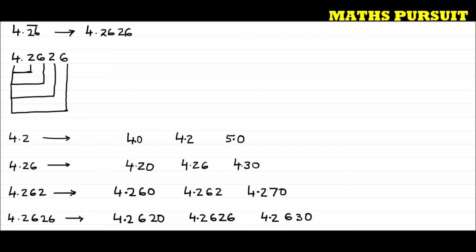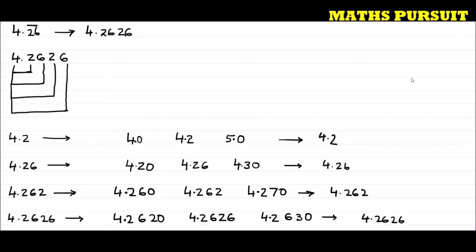Here the required number is 4.2 and here in the second number line the required number is 4.26, which falls in between 4.20 and 4.30. Here the required number is 4.262 and it falls in between 4.260 and 4.270. And finally 4.2626, it falls in between 4.2620 and 4.2630.